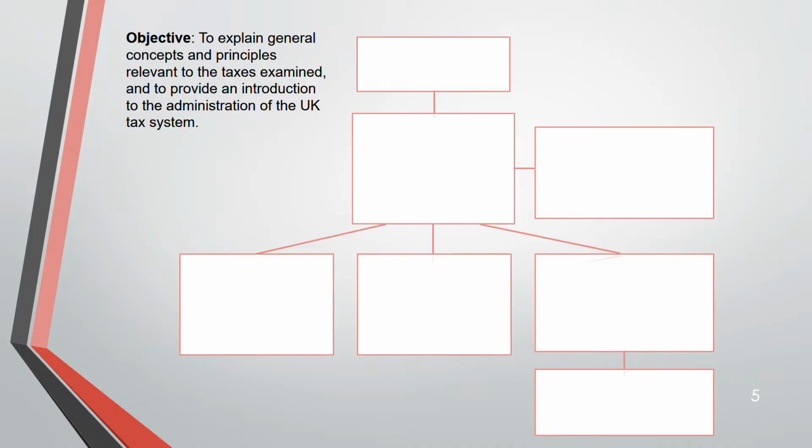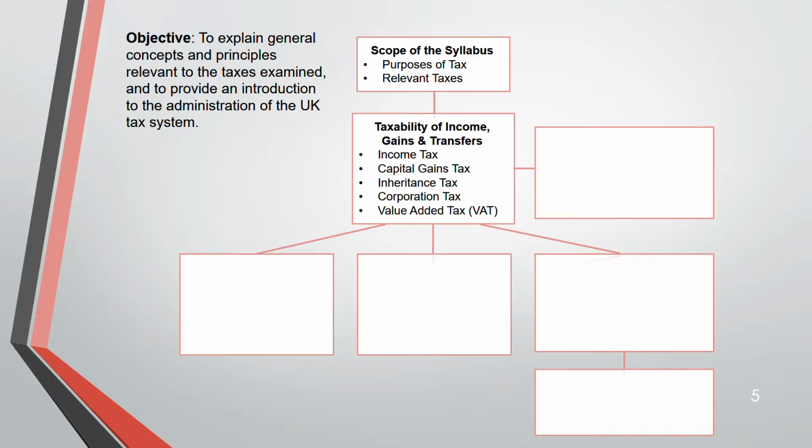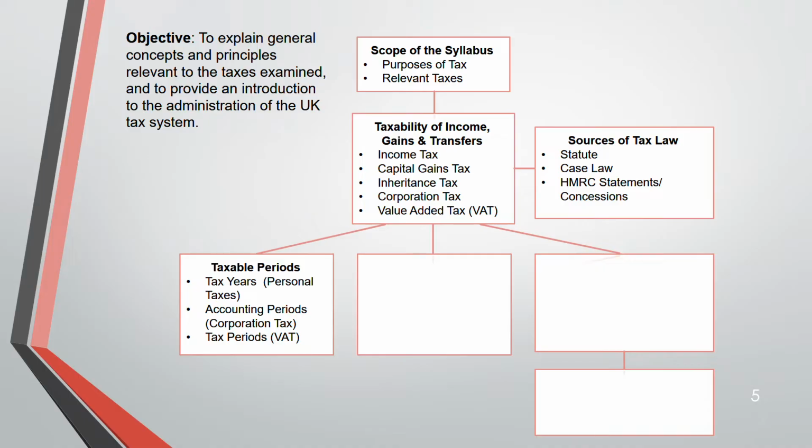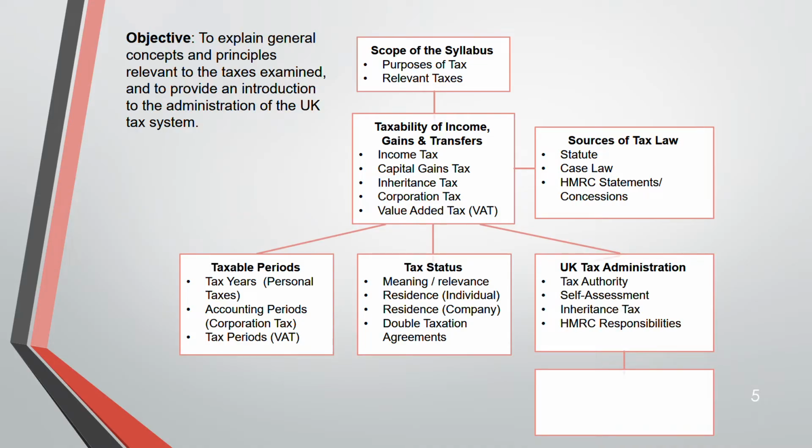This is just a graphical overview of what I've just covered. The main objective of this lecture is what? To cover all the concepts and principles of the tax that are going to be examined in UK and how it is administered. So we started with the scope, the 5 types of taxes under the syllabus. Then the sources: statute, case law, HMRC statement. It is taxed for personal tax year, corporation tax accounting period, VAT tax period, and tax status is very important, depending on the residence of company and individual, and double tax. UK is administered by self-assessment. What are the important roles of the tax authority, HMRC responsibility, and professional tax advisor, and finally tax evasion and avoidance. You have to know the difference, very important.